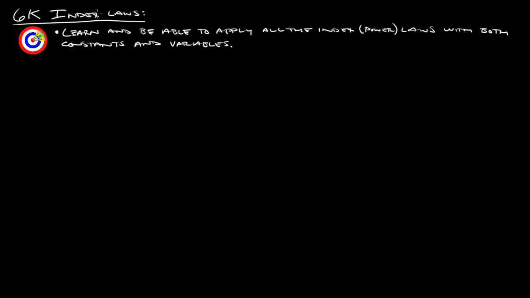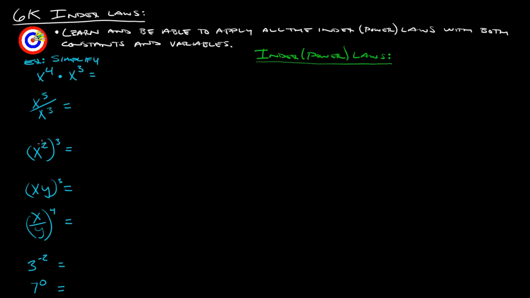I'm going to take you through the 6K index laws notes. At the end of this, you should be able to apply all the index or the power laws with both constants and variables. And there's a lot of index and power laws, so it'll take us a little while, but we'll get through it, and they should make good sense. So let's take a look at what all the laws are. I'm going to show you not just what the power laws are, but how they work. Then when we get to trying a bunch of examples, we'll be good to go.